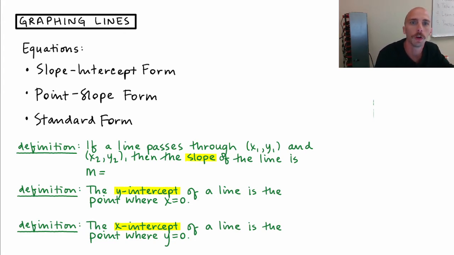So we're here to graph some lines. 2 variable equations that are linear. Okay, so I need to kind of show you the different versions of an equation for a line, right? The 3 most common forms that you need to know for this class.